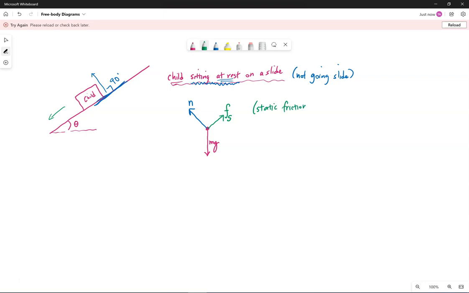So we'll still use a lowercase f to represent friction in general. The term static friction means not sliding. Technically, it doesn't mean not moving at all per se. In this case, it does. But the general definition of static friction is that the object is not sliding at all. So here is our free body diagram for this child sitting at rest on a slide.